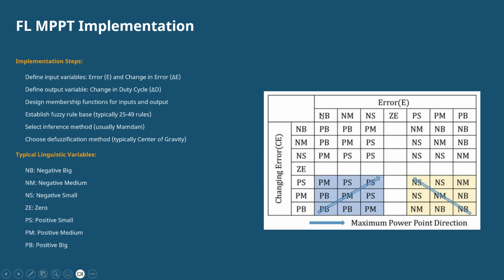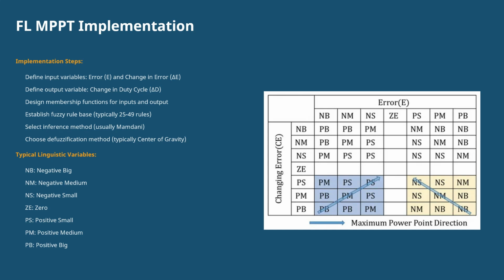It is up to you how many linguistic variables you choose. You can also choose very negative big, it is up to you. Next, we design the membership function for each input and output. Then we establish a rule base.